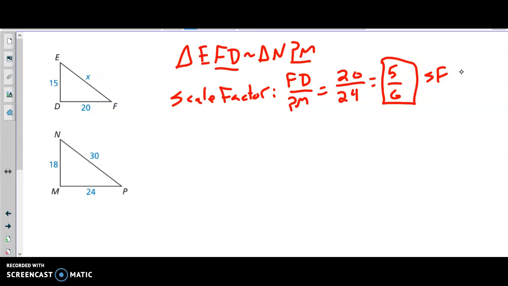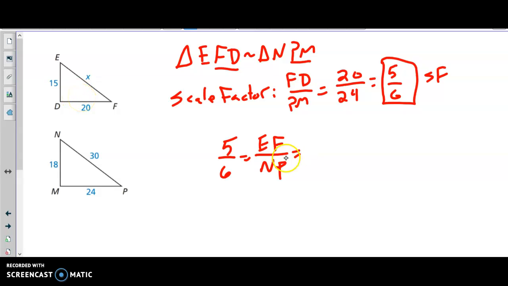So now I can use that. Now I know that 5/6 is always going to be true, even if I'm looking at EF over NP. Now, why did I choose EF on top? Well, 5 is the smaller length, obviously, and so EF is the smaller triangle. And so I'm going to put that up top.